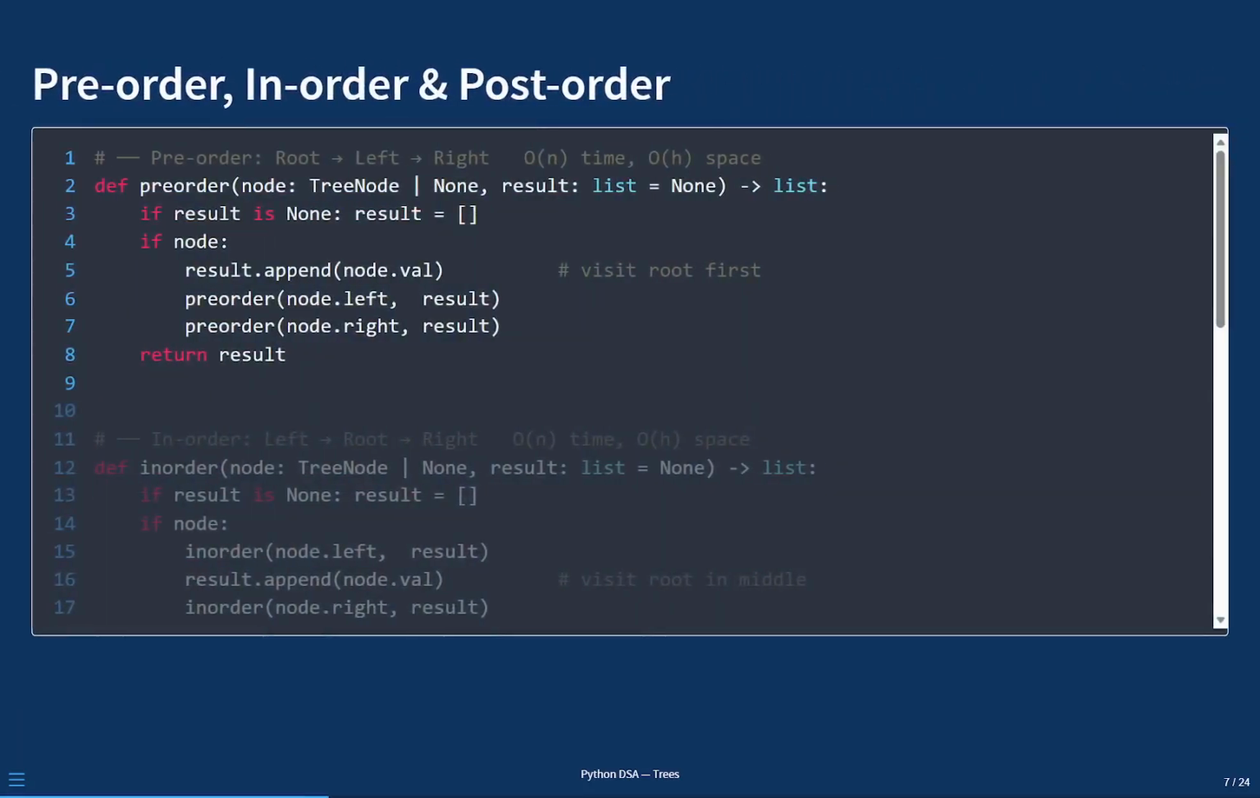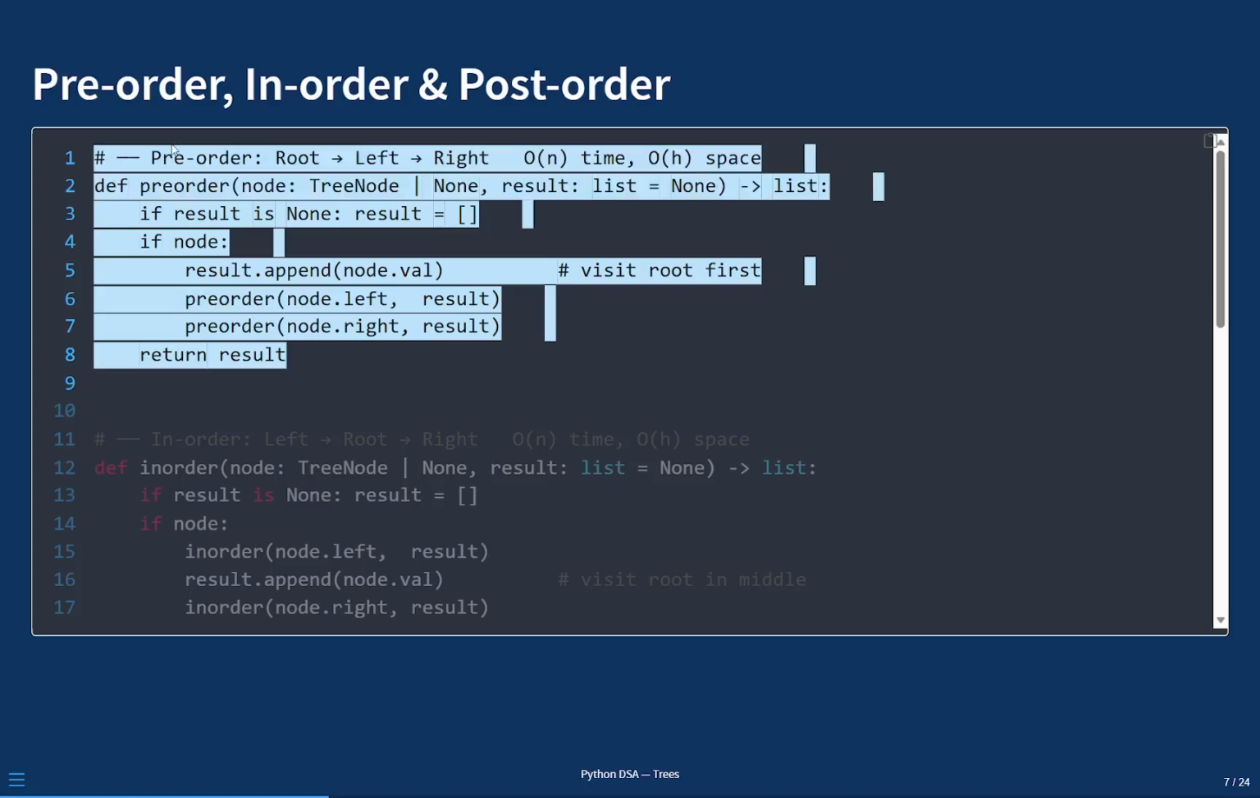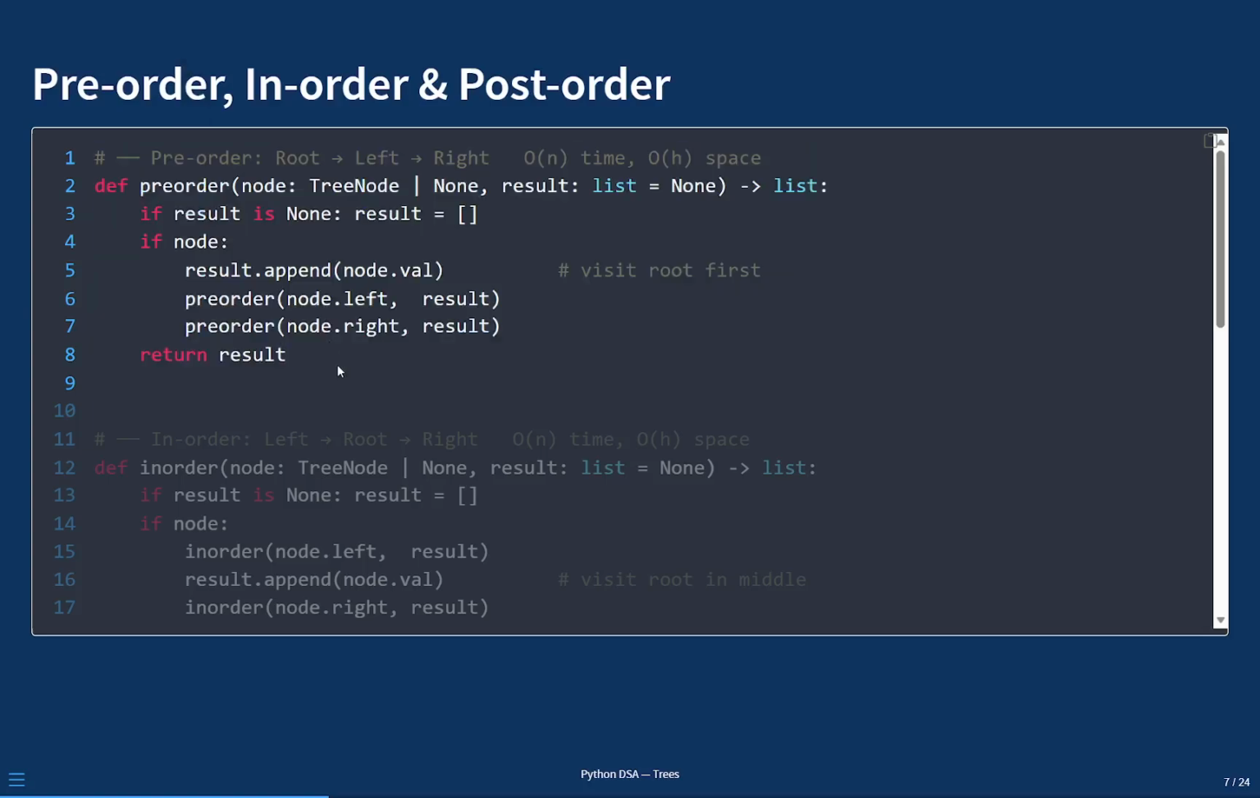Three traversals in code, and then the iterative version. Preorder: append the current node's value immediately on entering, then recurse left, then recurse right. The root is always first in the output list. The recursive structure mirrors the definition exactly. There's almost no translation from definition to code.